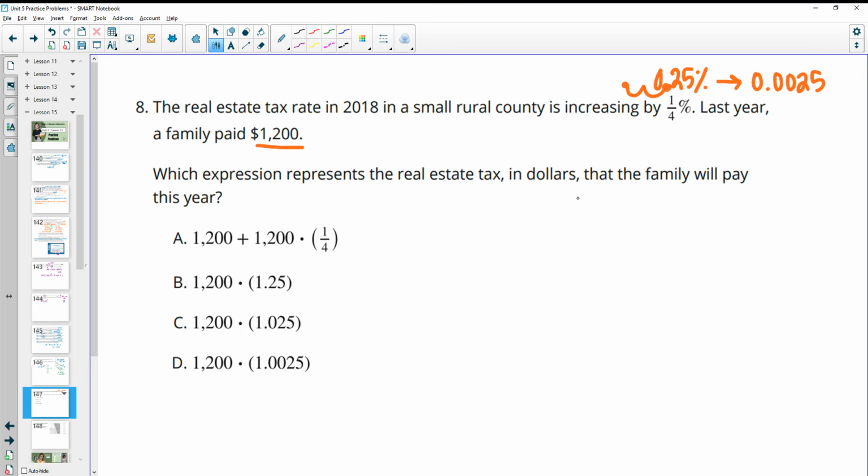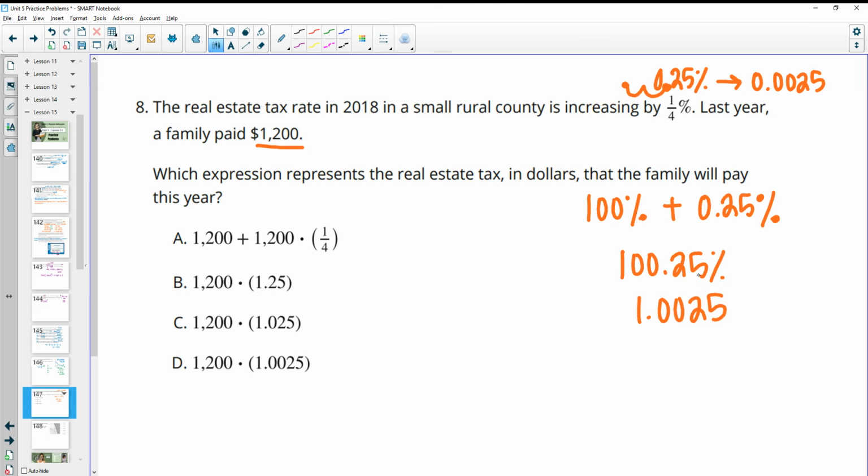So remember that they're going to pay their original 100% of what they paid the previous year, plus they're paying 0.25% more. Okay. And so if we think about this as decimals, this is 100.25%. And as a decimal, that's 1.0025. Okay. So let's select the ones that would make sense here.